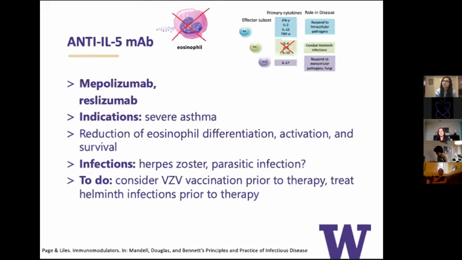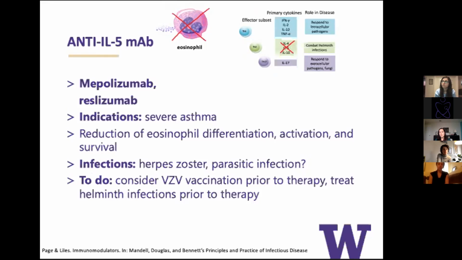With a different mechanism of action, but also used for the treatment of asthma, mepolizumab is an anti-IL-5 antibody that binds IL-5 and prevents its binding to the IL-5 receptor on eosinophils, and this reduces eosinophil differentiation, activation, and survival. You might recall from the review of the immune response that IL-5 is a Th2 type cytokine. It's important for the response to parasitic infections.